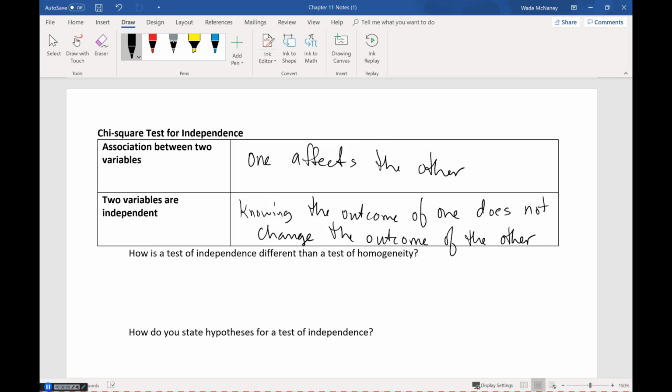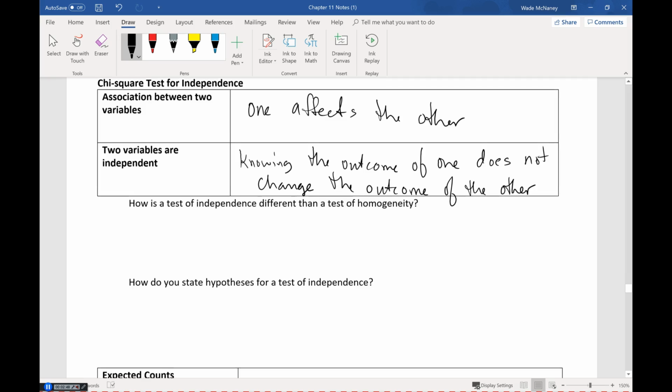Here's the thing that tricks kids up a lot of times. Association and independence are antonyms of each other. If there is an association, they are not independent. If there is not an association, they are independent. Okay, so they're antonyms of each other, and that kind of confuses kids sometimes when we start talking through some of the language of this.